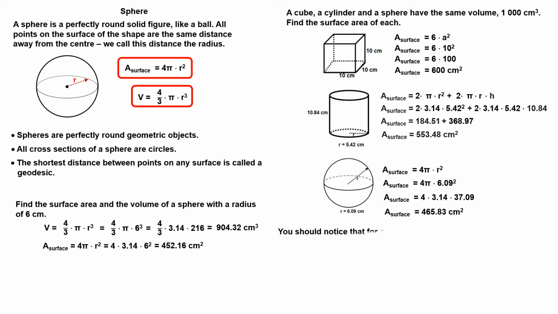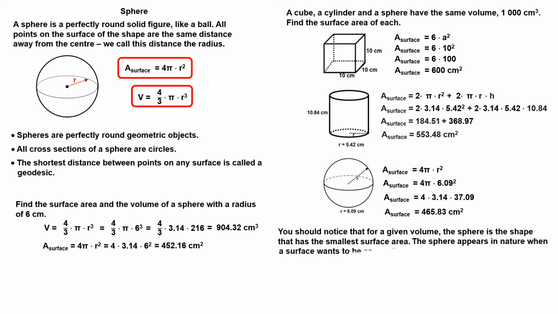You should notice that for a given volume, the sphere is the shape that has the smallest surface area. The sphere appears in nature when a surface wants to be as small as possible. This is why it appears in nature so much, such as water drops, bubbles, and planets.